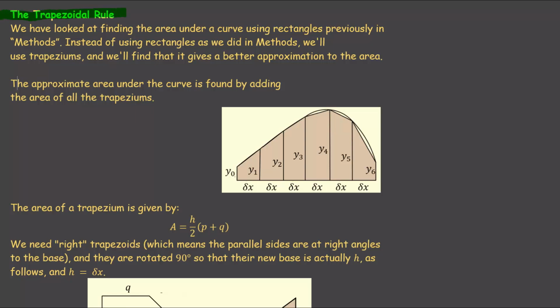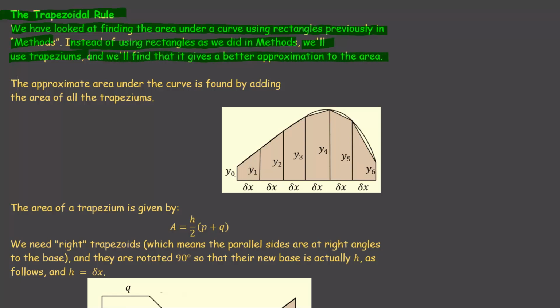The trapezoidal rule, which is also commonly known as the trapezium rule. We have looked at finding the area under a curve using rectangles previously in methods. Instead of using rectangles as we did in methods, we'll use trapeziums, and we'll find that it gives a better approximation to the area.